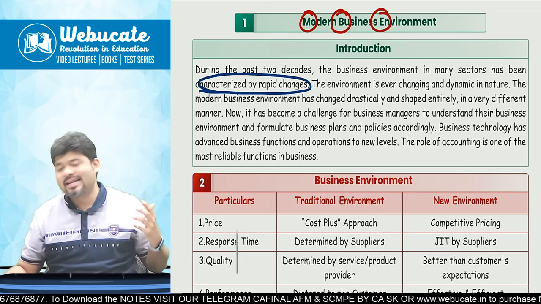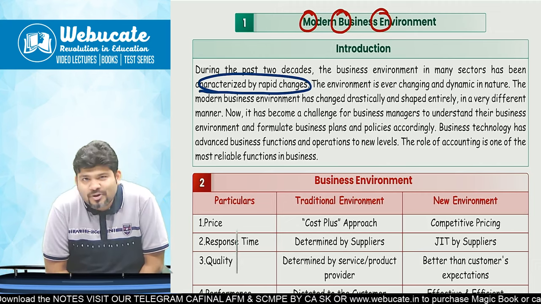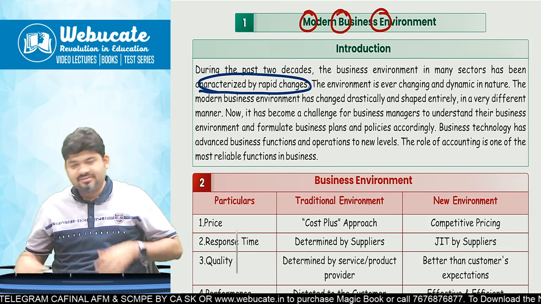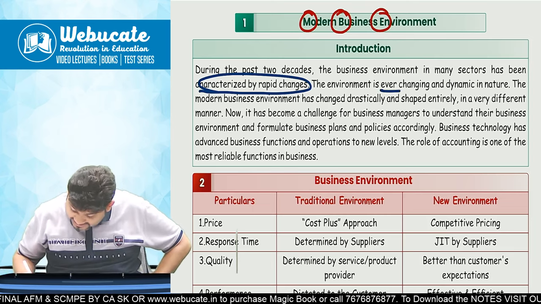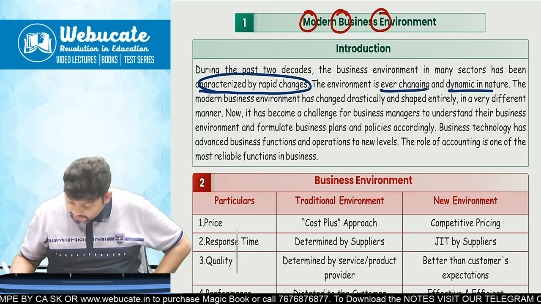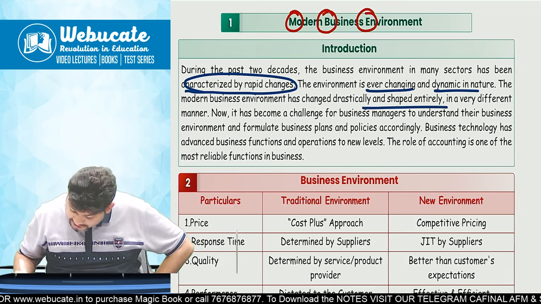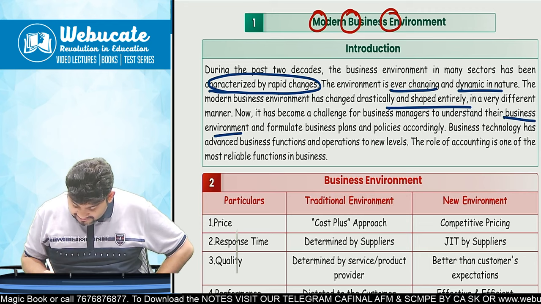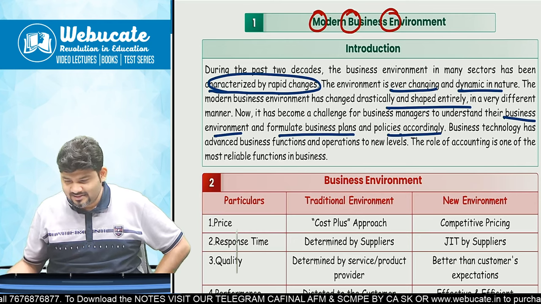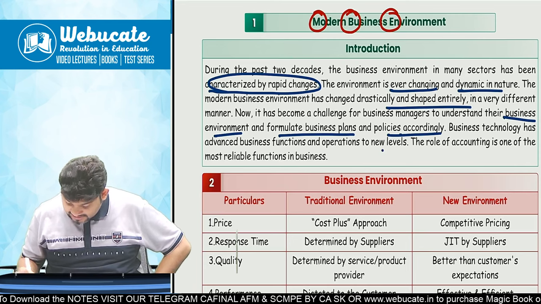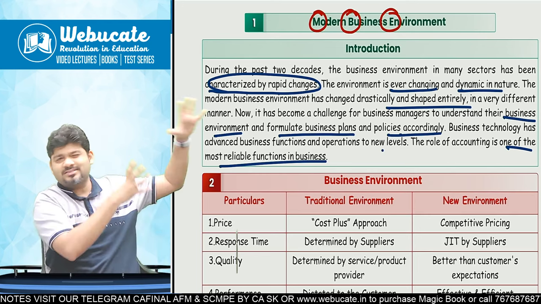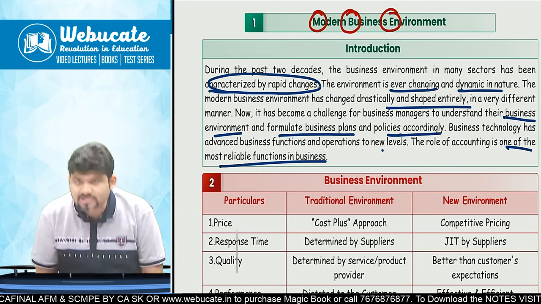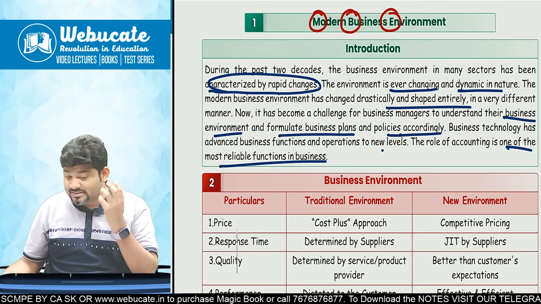The first paragraph is mainly an introduction, telling us that the business environment is undergoing a lot of changes and a company will have to take a lot of plans and policies to ensure that things are in place and everything is going rightly. The environment is ever changing and dynamic in nature. Again, can be asked for MCQ. The modern business environment has drastically changed shape entirely. It has now become a challenge for business managers to understand their business environment and formulate business plans and policies accordingly. Business technology has advanced business functions and operations to new levels, and hence the role of accounting is very important. So this is just an introduction, saying that the business environment is characterized by rapid changes, and how managers will adapt to it and make their plans and policies accordingly.